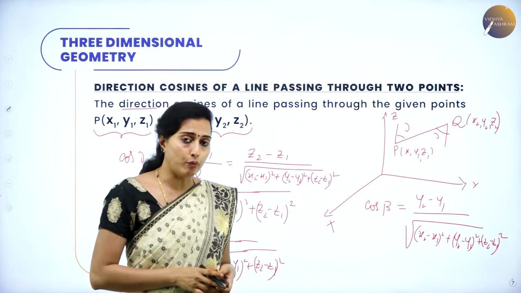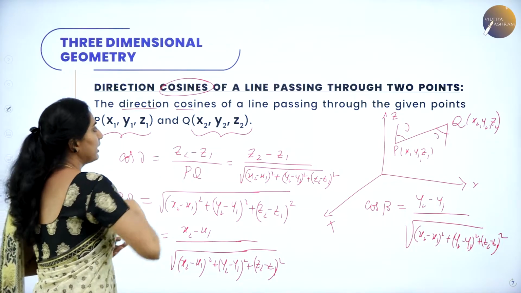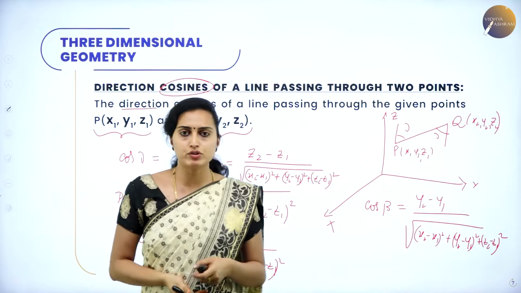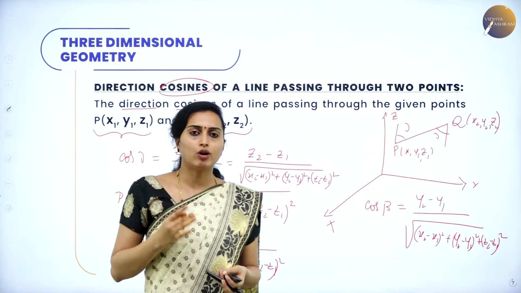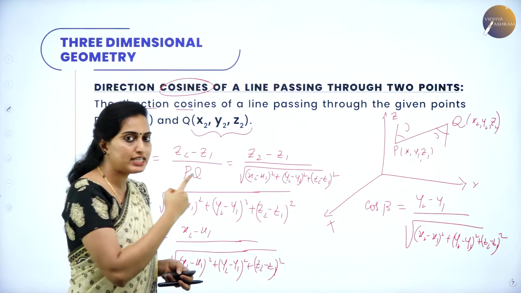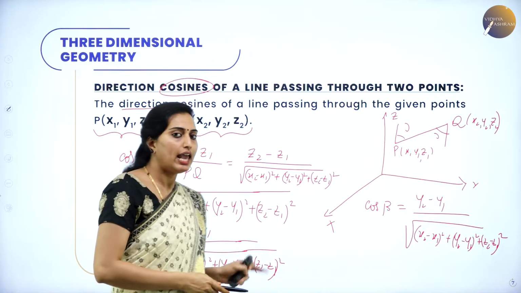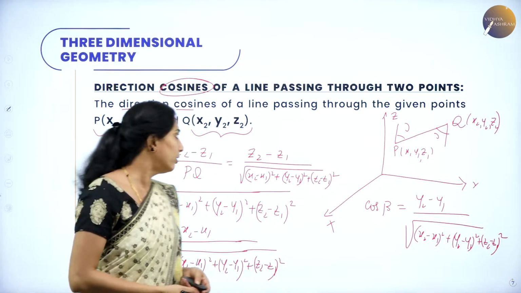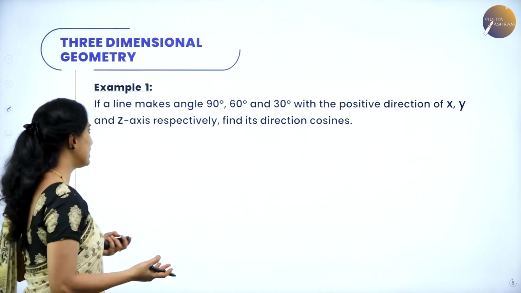If they have given 2 points and then ask you to find the direction cosines of a line passing through the 2 points, this is all the formula you have to remember of the direction cosines: cos alpha, cos gamma and then cos beta. Therefore, cos alpha is nothing but L, cos beta is M, cos gamma is N. When the 2 points are given, L, M, N are given like this. Understood? Now, we'll be moving on to solving the problem, dear students, according to the condition they have given.